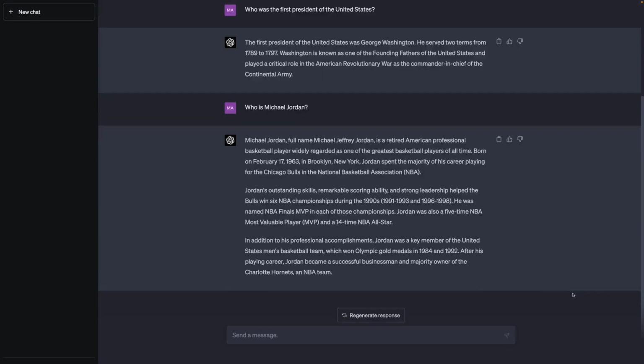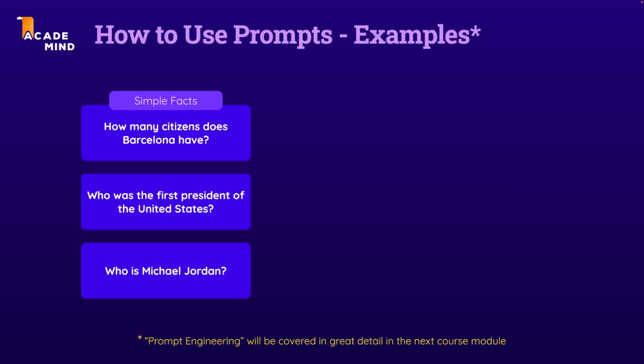If I would Google Michael Jordan, I would find other Michael Jordans probably. Still, the basketball player would be amongst the top results. So this is nothing bad. ChatGPT only returns one result. We know that already. However, these are simple fact-based prompts. I mentioned that. But we can also use prompts differently in ChatGPT.